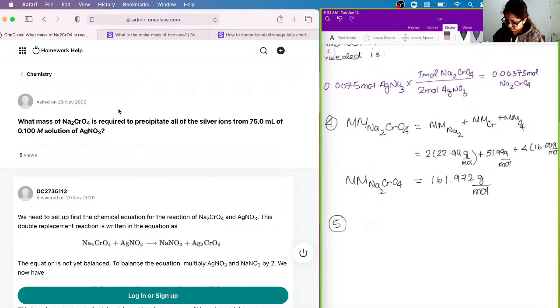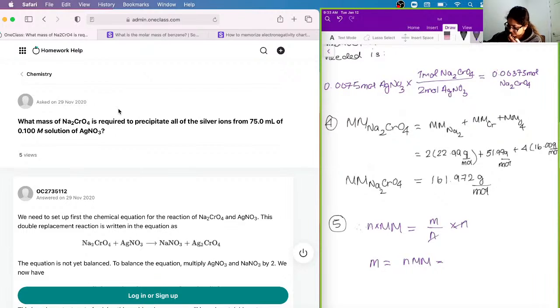Since we know that molar mass is mass over moles, we can rearrange this equation to find m, our mass. We just multiply both sides by n, and you basically get m is equal to n times M, your molar mass.